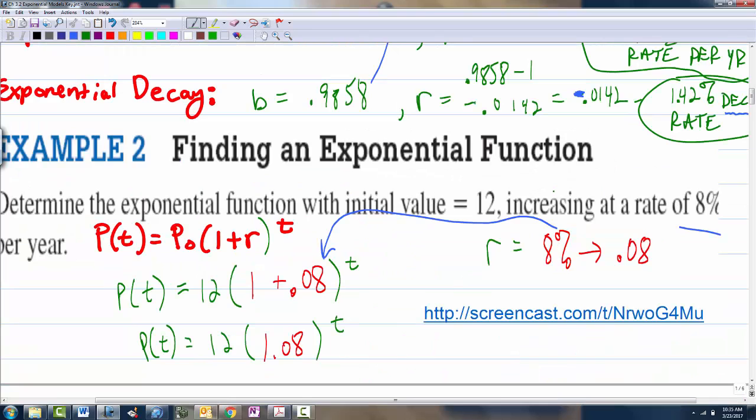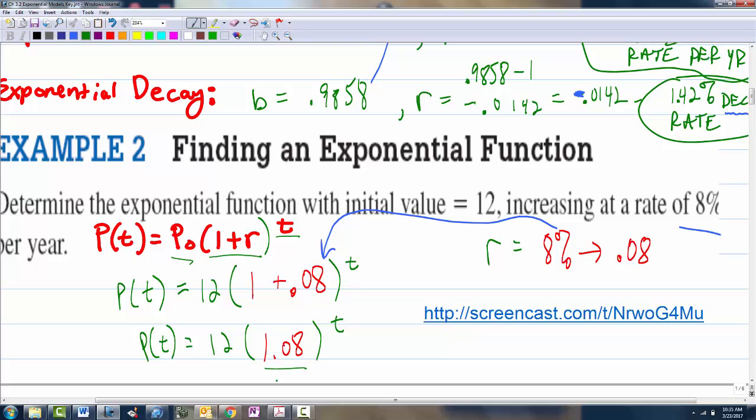Here's the next one. All right, determine an exponential function. Exponential. It was a times b raised to the x yesterday, but now we're analyzing it, increasing at a rate of 8%. That means this turns into 1.08, which I don't know if you need all this breakdown in order to see that, but there it is for you.